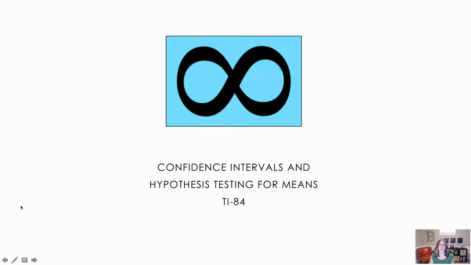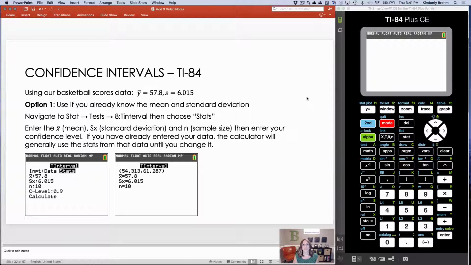Now, if you're more comfortable with your TI-84 calculator as opposed to using StatCrunch, you are welcome to check your results for confidence intervals and hypothesis testing using your calculator. So just as we did in StatCrunch, there's really two options. I'm given the mean and the standard deviation, and I'm just going to enter those. So I'm going to go to Stat and then Tests.